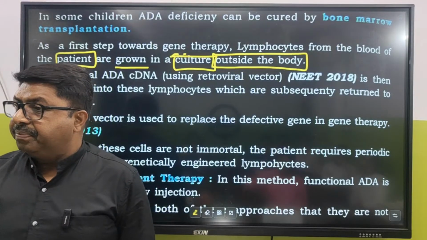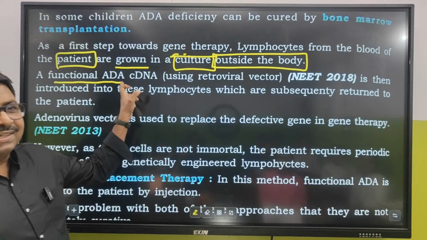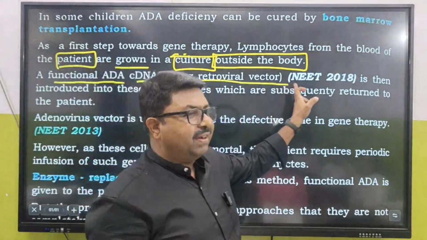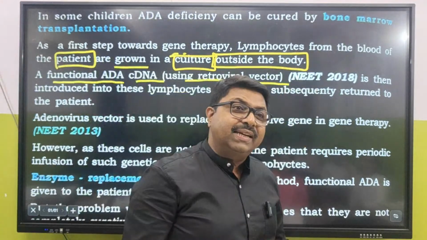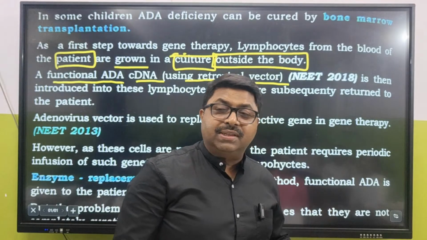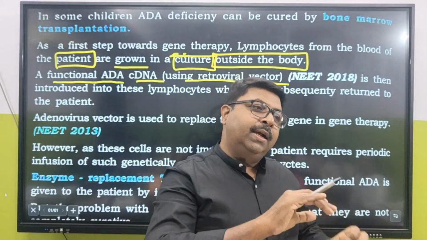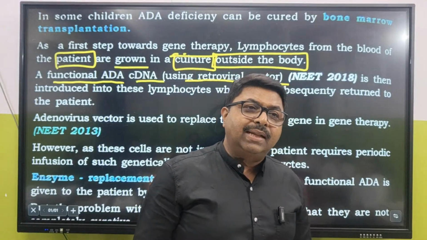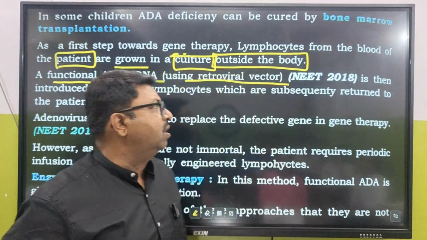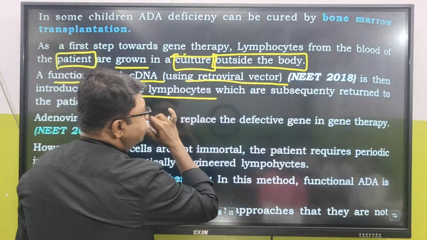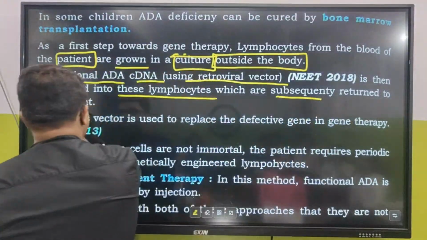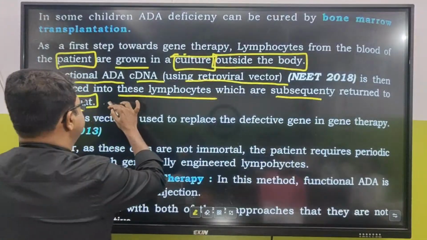In vitro. Okay. A functional ADA cDNA, using a retroviral vector. What is cDNA? If you introduce this gene of the ADA inside a retrovirus, it is going to change it into DNA. That is called cDNA. It is then introduced into these lymphocytes, which are subsequently returned to the patient. After that, you give it to the patient.